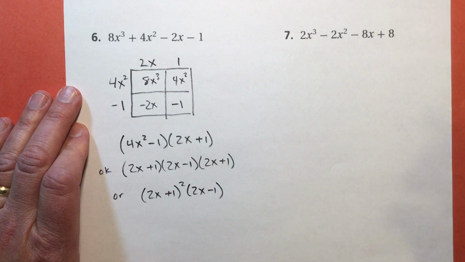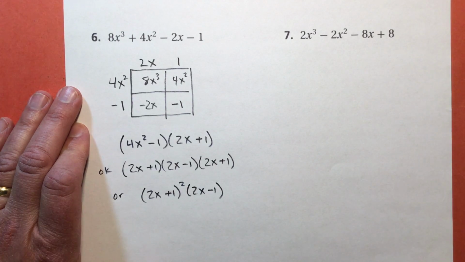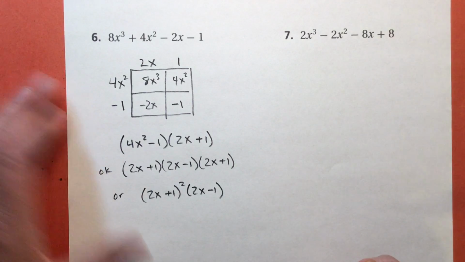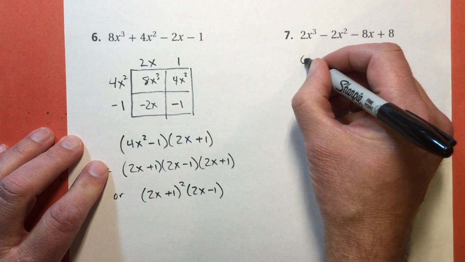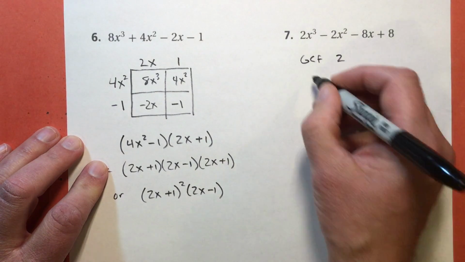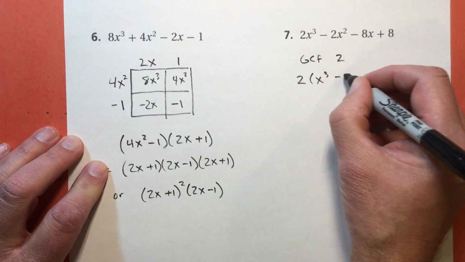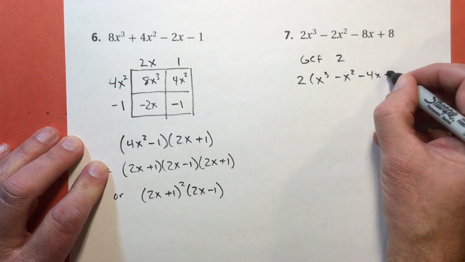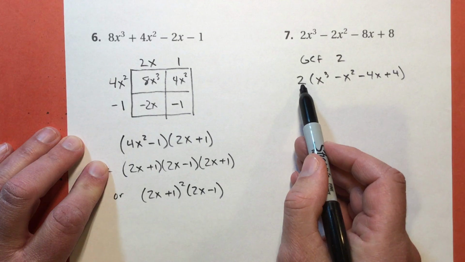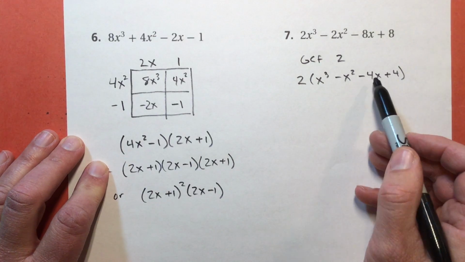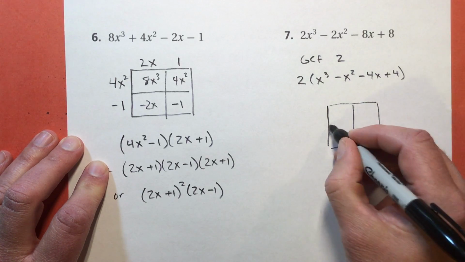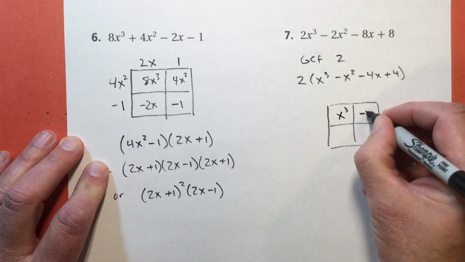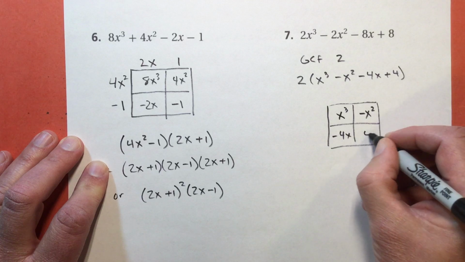Problem number 7. Before I write my multiplication chart, I noticed something that I checked with the previous problems. I have a common factor of 2. So I have 2 times x cubed subtract x squared subtract 4x plus 4. So I've got my common factor of 2 there. Now I'm going to factor the remaining polynomial by grouping. X cubed, negative x squared, negative 4x, and 4.